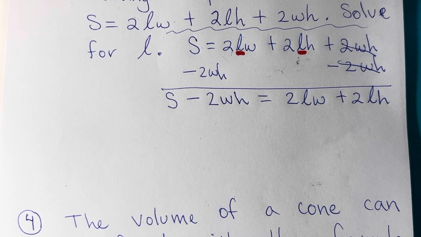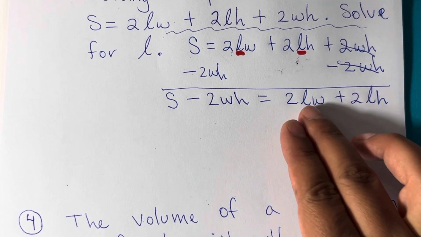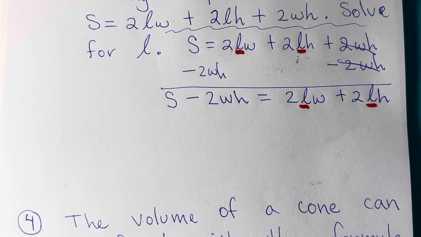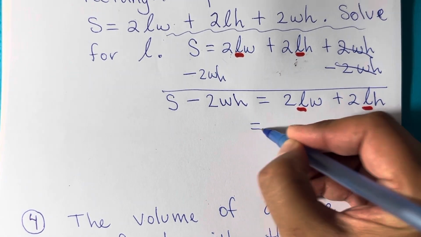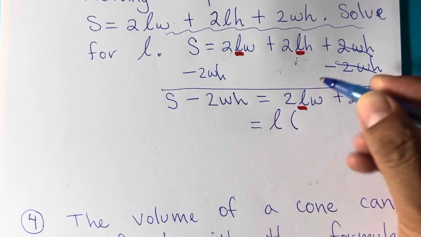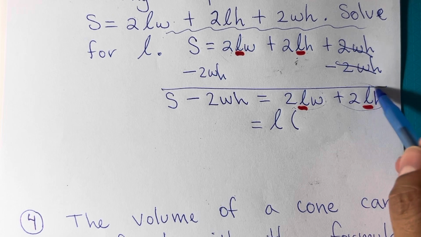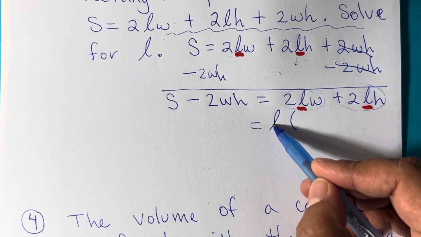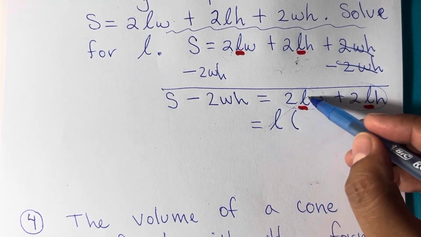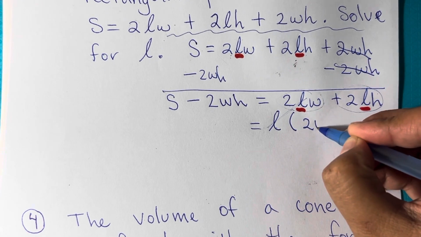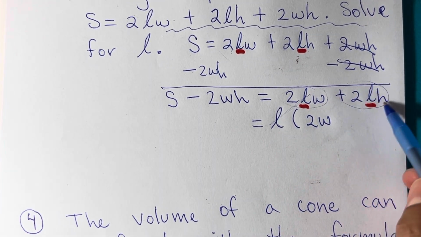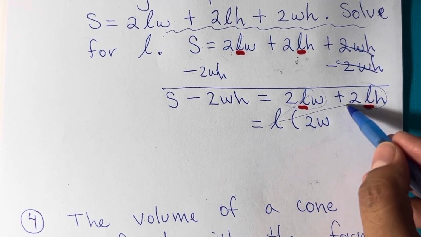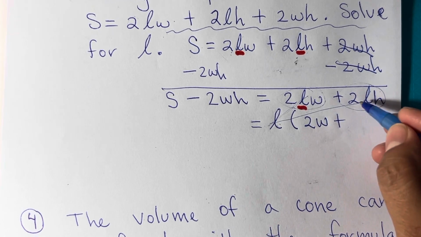Now we want to leave L by itself, but it's trapped in two terms. So what we need to do is get this L out. It's the opposite of the distributive property, so we're going to get it out here, and then we start dividing each term by L. So 2 times L times W divided by L. Well, for that division, the L cancels and you only have 2 times W. We do the same thing with the other term, and so 2 times L times H divided by L. The L cancels for that one too, and we get 2H.